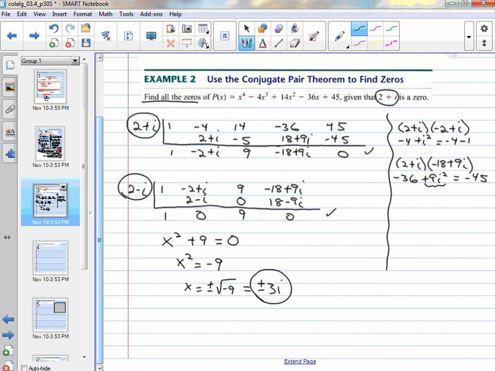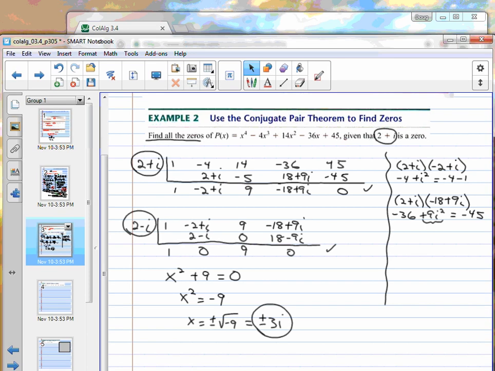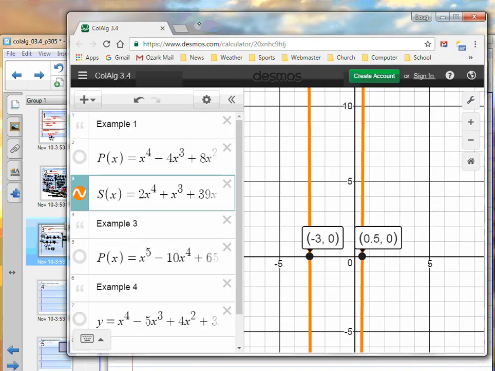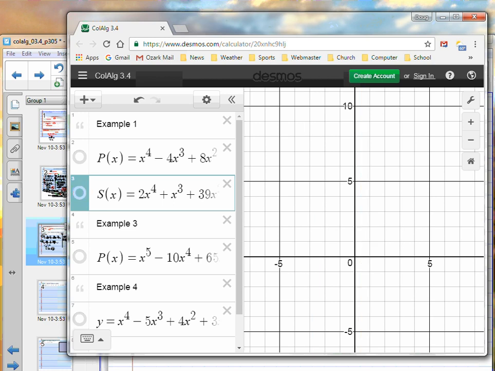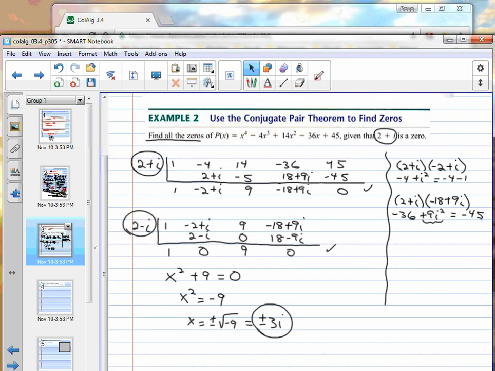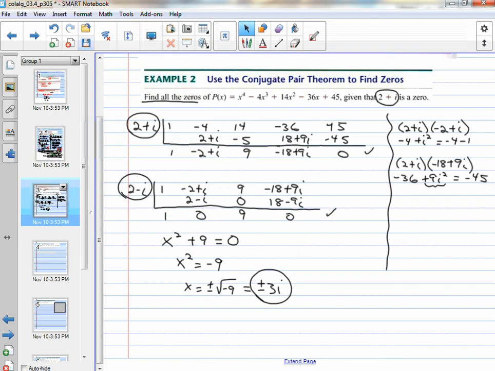None of them. Which means if I looked at a graph of example 2, tell me what it means. Oh, I don't even have it there. What it means is it never crosses the x-axis. I don't have any x-intercepts. A graph would have done us absolutely no good on this one. It would tell us they're all complex.